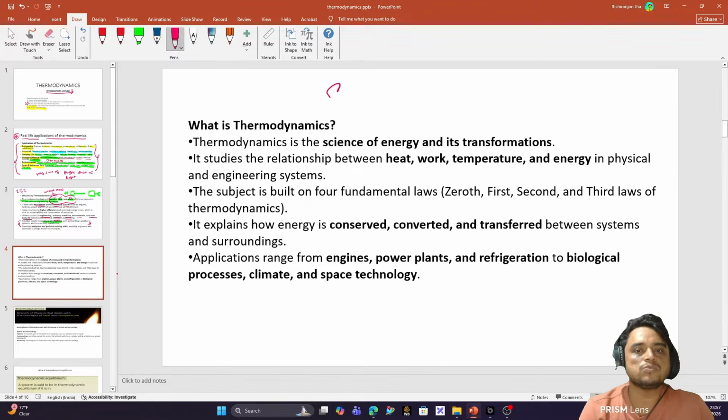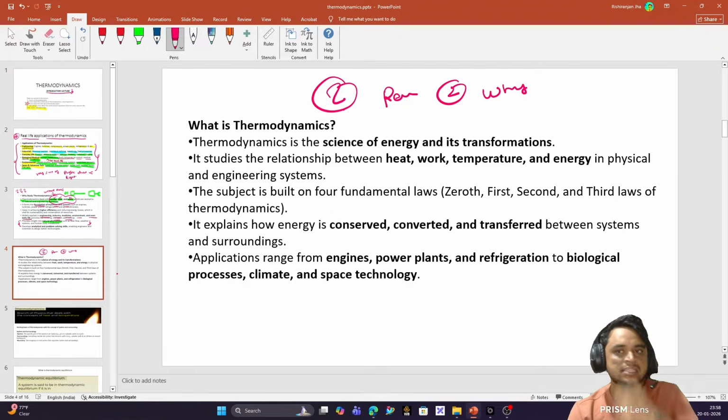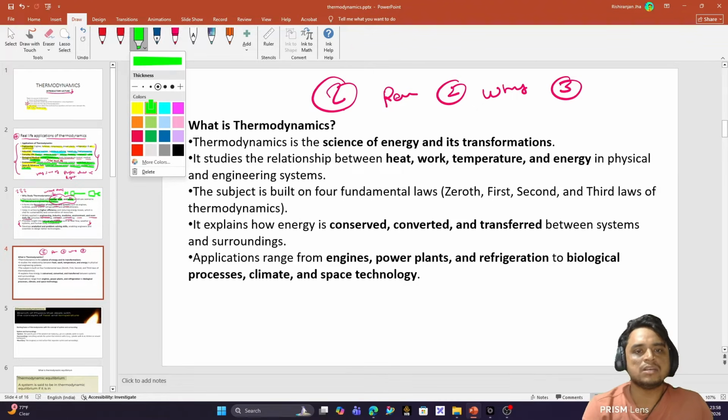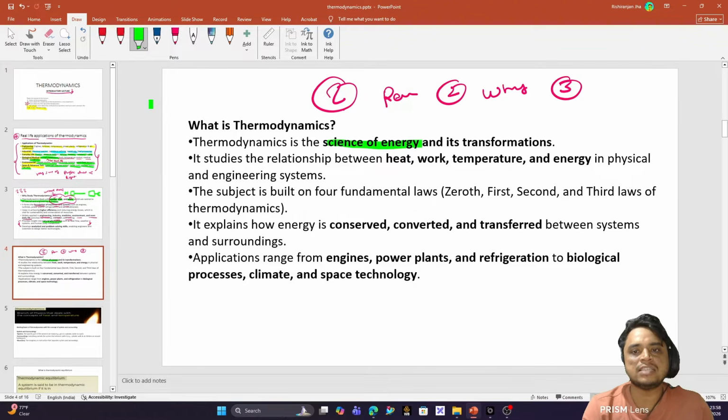So the question comes, what is thermodynamics? We already studied two things. First, the real life application of thermodynamics. Second, why we need to study thermodynamics. And the third one before starting is, what is thermodynamics? In simple, layman terms, thermodynamics is a science of energy and its transformation. It's a science of energy and how energy is transformed from one form to another.